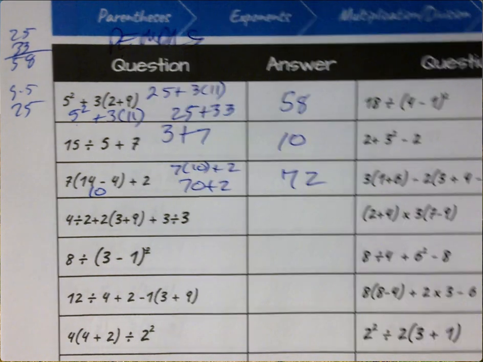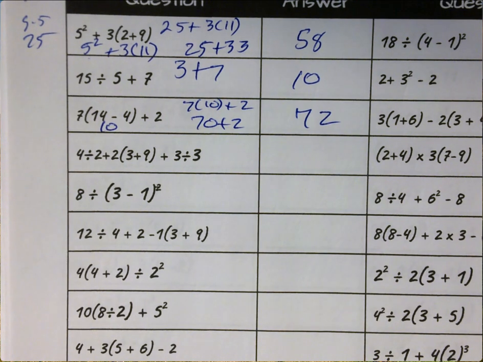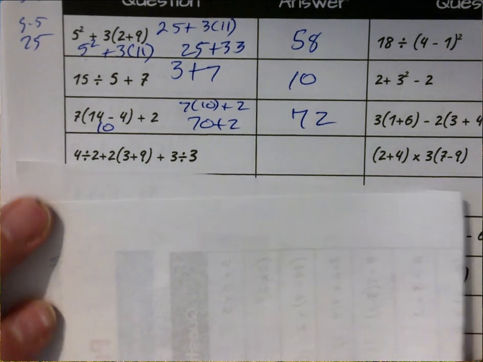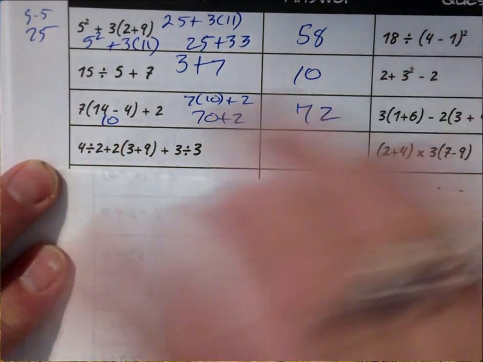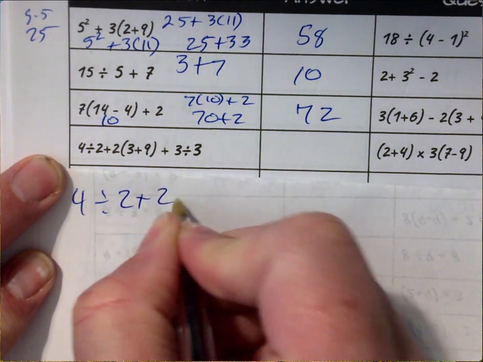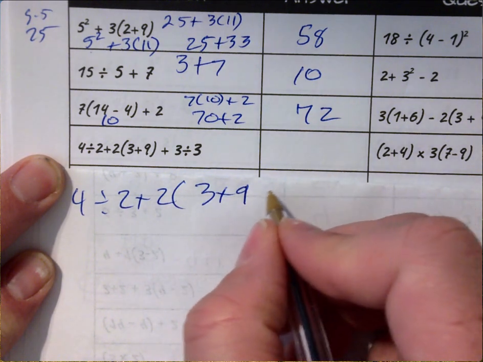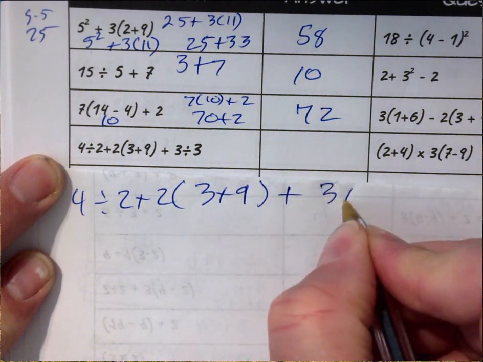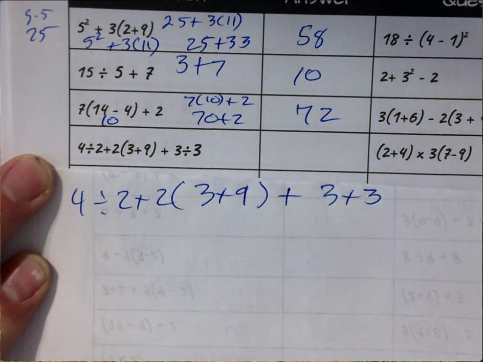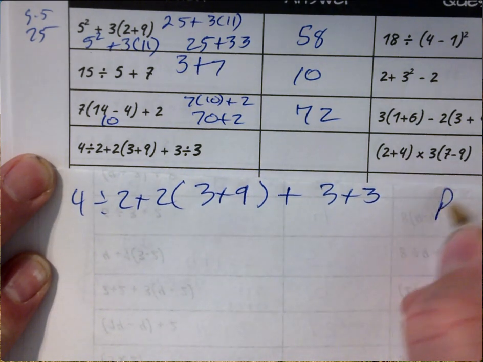And then the next one's kind of a long looking problem, but we're not going to let that bother us. Sometimes when I see a long looking problem, I just like to rewrite it on a clean sheet of paper. So that's what I'm going to do here. I'm going to do 4 divided by 2 plus 2 times 3 plus 9. And then I'm going to add that to whatever 3 plus 3 is.